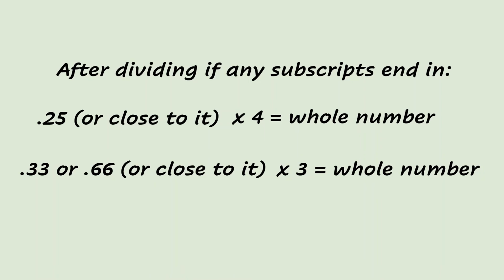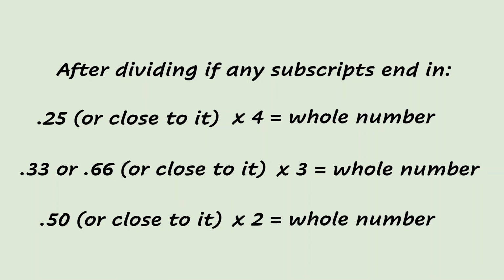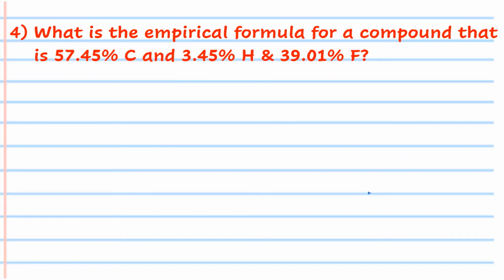And as we saw in the last problem, if it comes out to be 0.5 or very close to it, we need 2 halves to equal 1 whole. So we would want to multiply everything by 2. So we're going to try one more problem before we leave.